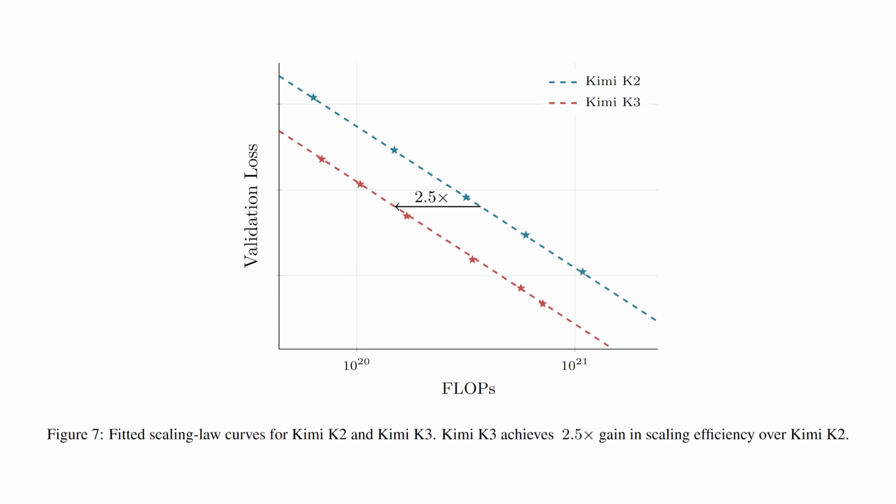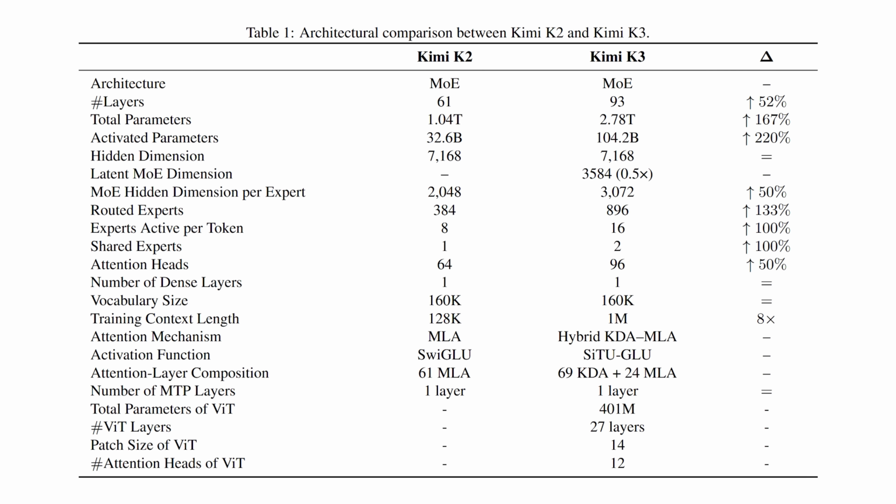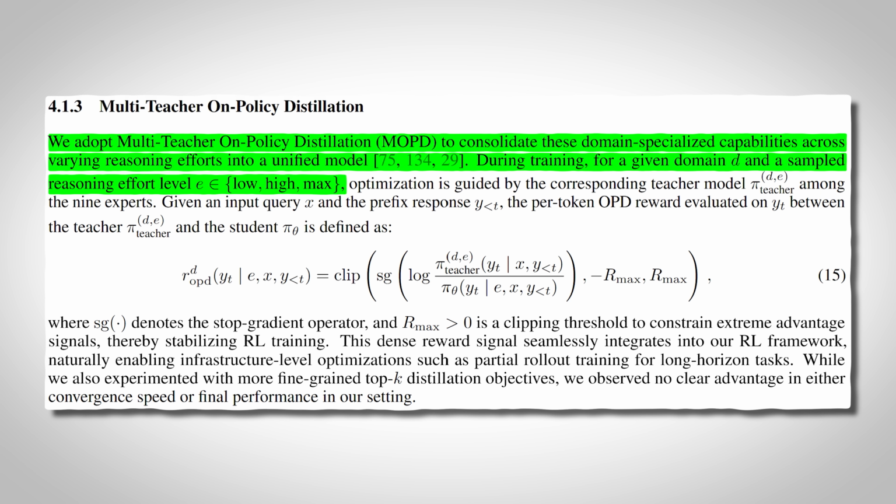First of all, this model has 2.5 times more scaling efficiency than their previous Kimi K2 series, thanks to all the new architectural advances, refined data, and training recipes. And the report shared that K3's post-training was also utilizing multi-teacher on-policy distillation, just like most of the latest open weights. This means they trained 9 specialized models across coding, general agents, and surprisingly, different reasoning efforts ranging from low, high, and maximum. They then merged all 9 back into one model, allowing K3 to dynamically scale how much reasoning it uses.